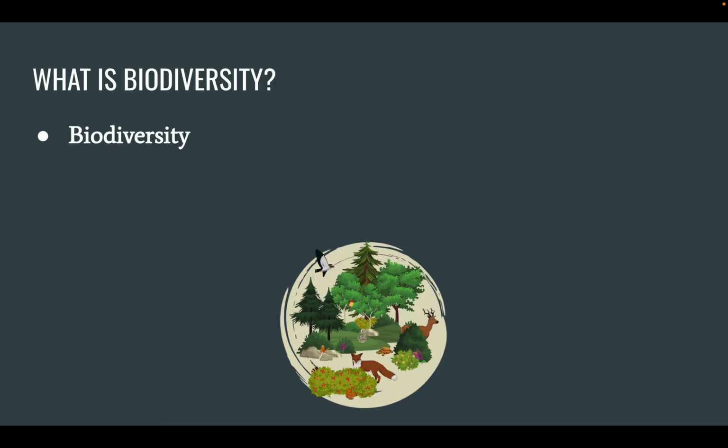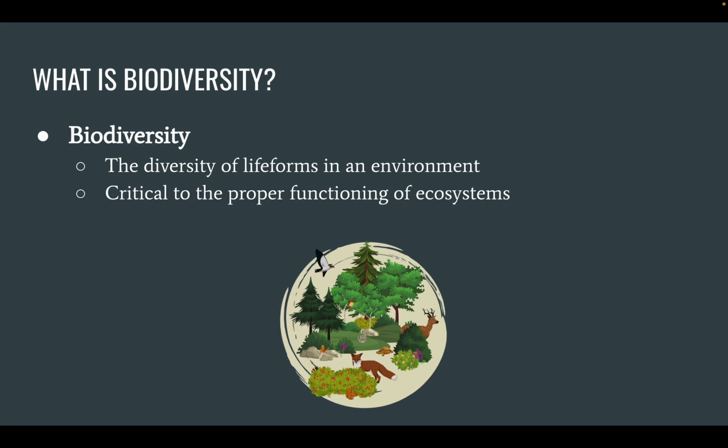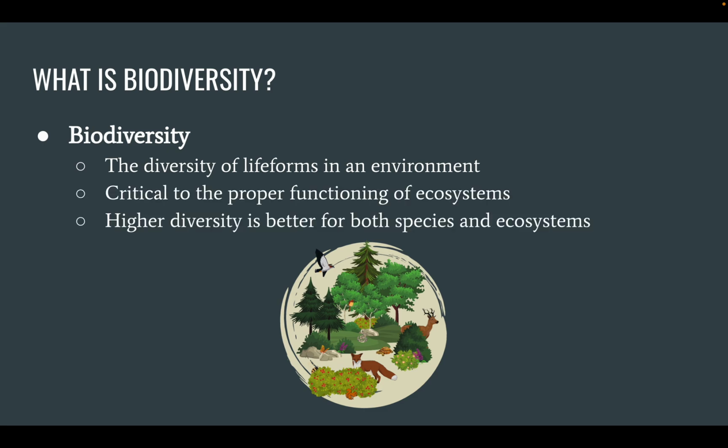So, what is biodiversity? Biodiversity is the diversity of life forms in an environment, and it's critical to the proper functioning of ecosystems. Higher diversity is better for both species and ecosystems. A key thing to remember is the more diversity, the better it is for an ecosystem, and the better it is for an individual species.